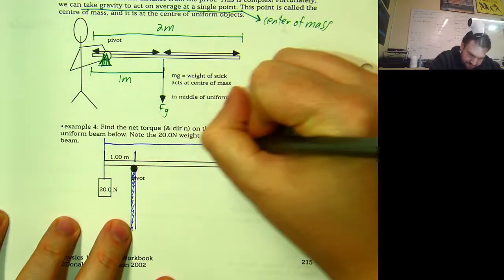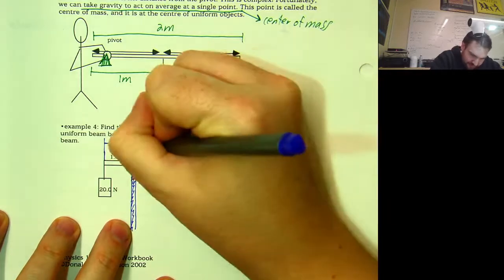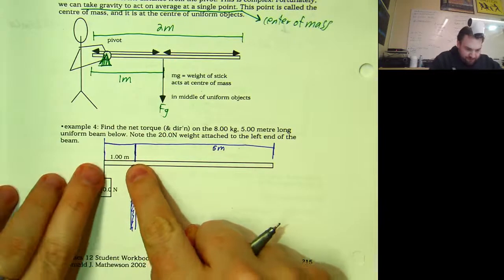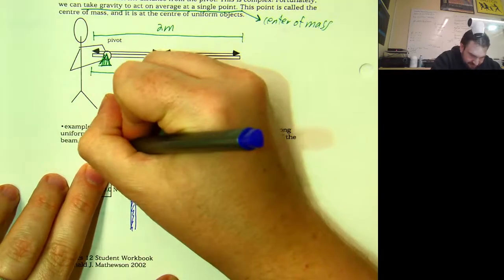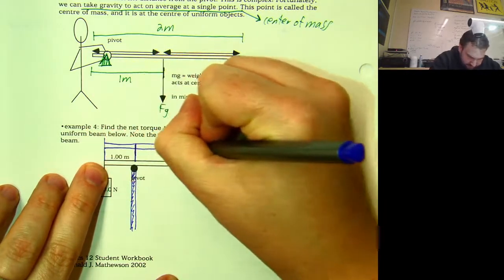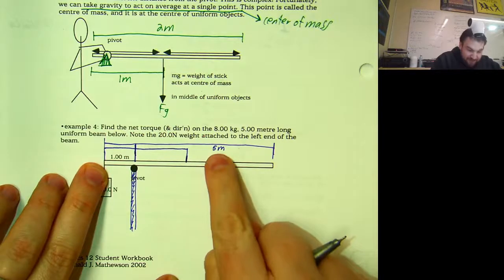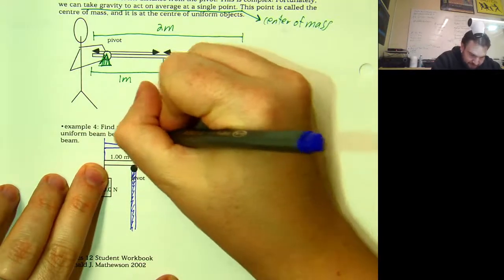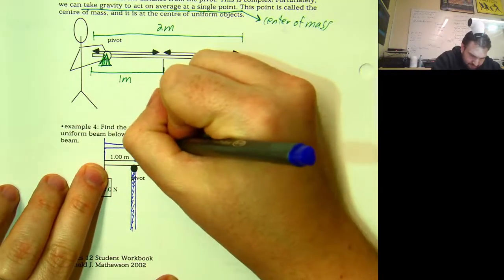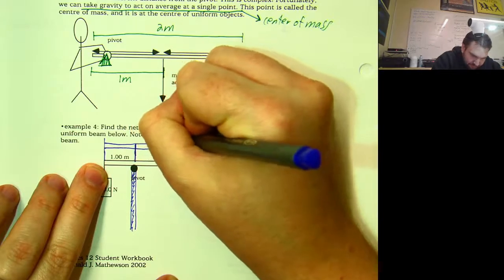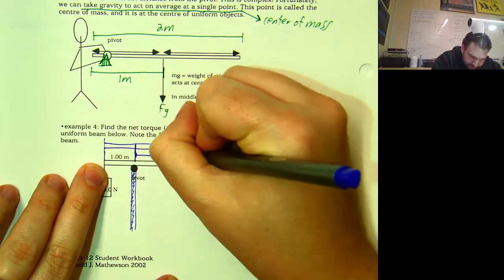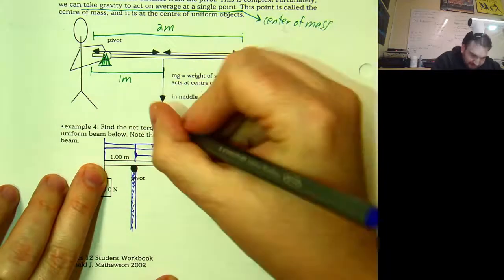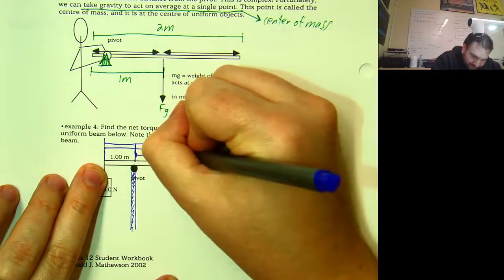This is 5 meters. This distance is 1 meter. The center, this distance here, is half of 5, so it's going to be 2.5 meters. Which means this distance here is going to be 1.5 meters.